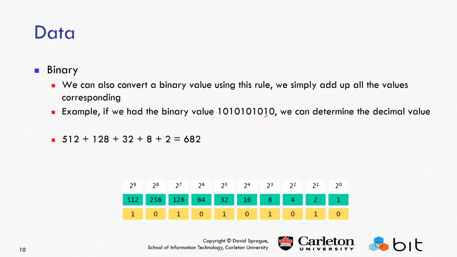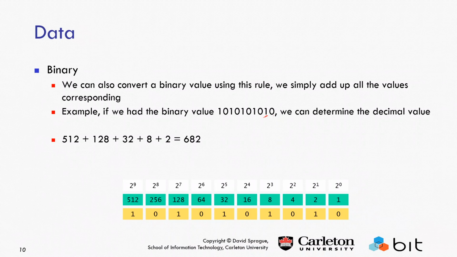Very much like this is 6 times 100 plus 8 times 10 plus 2 times 1, right? This is 1 times 512, or 2 to the power of 9, plus 1 times 2 to the power of 7, plus 1 times 2 to the power of 5, plus 1 times 2 to the power of 3, plus 1 times 2 to the power of 1. And that's how you would actually interpret this thing.